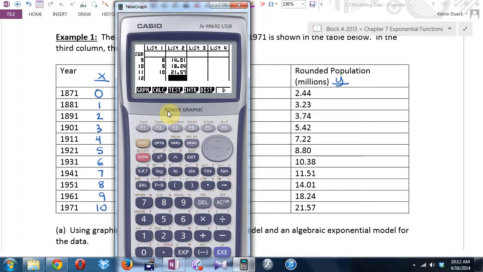It says, what does part A say? Uses graphing technology, check, to get a model and get an algebraic exponential model for the data. What would we do now? What have we done with the polynomials? How do we turn this first of all into a graph and then into an equation? What do we hit now? F1 graph. Graph 1 again.